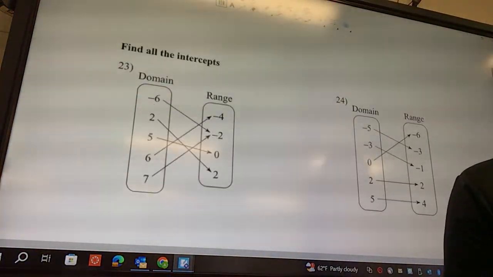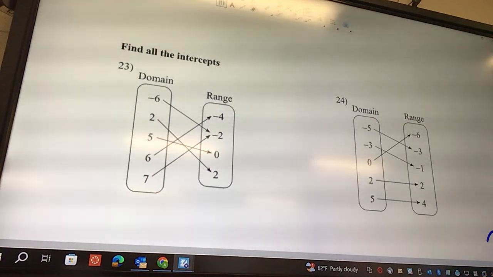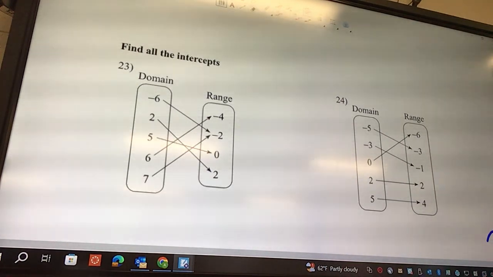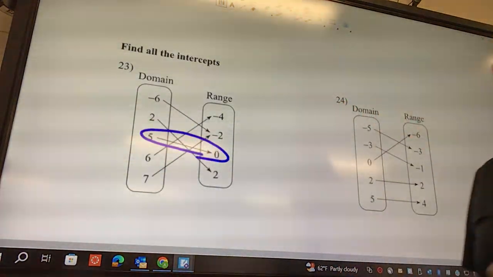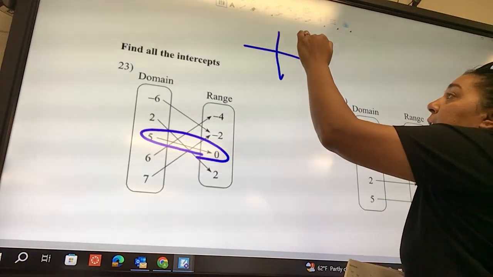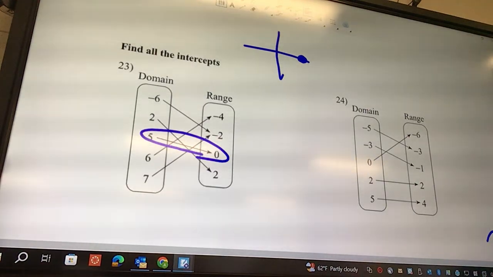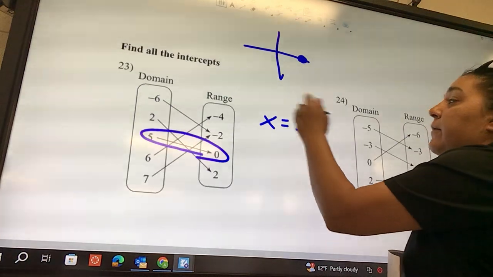Okay, 23. Again, they want you to find intercepts on here. So what should you be looking at when you're looking at the table in general? At zeros. Okay, so we know that here's one at 5, 0. If you're not sure, again, graph it. So 5, 0 is going to be here. Is that an x-intercept or is that crossing the y line? X. That's an x-intercept. Okay, so it's going to be x equals 5.